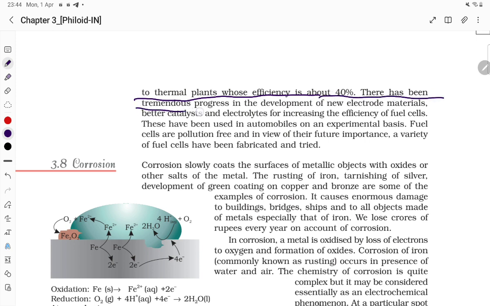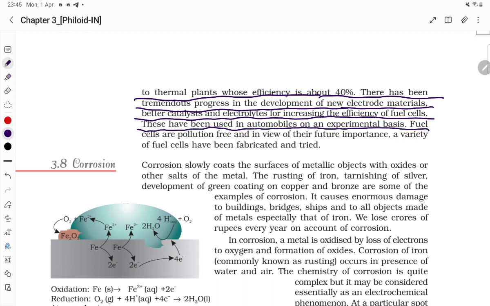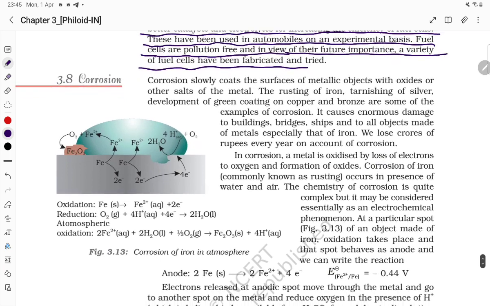There has been tremendous progress in the development of new electrode materials, better catalysts and electrolytes for increasing the efficiency of fuel cells. These have been used in automobiles on an experimental basis. Fuel cells are pollution free and, in view of their future importance, a variety of fuel cells have been fabricated and tried. Now we are going to deal with corrosion.